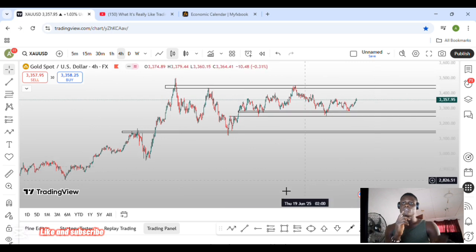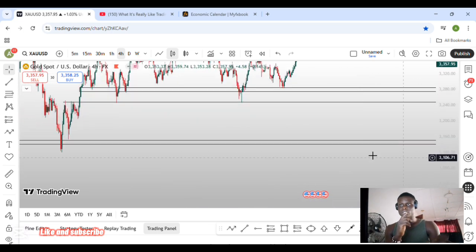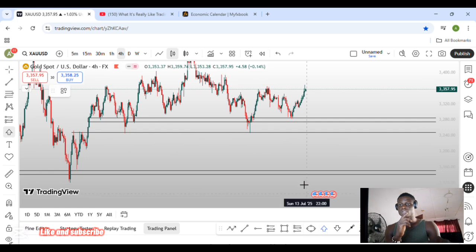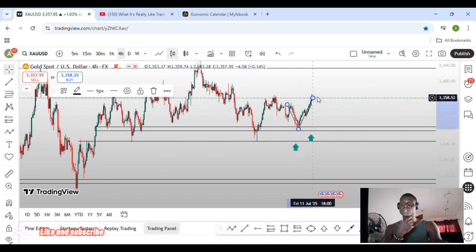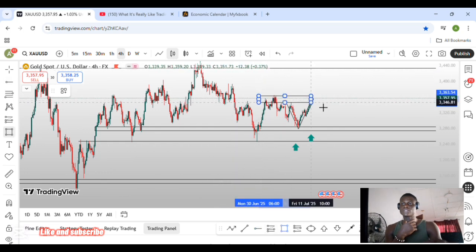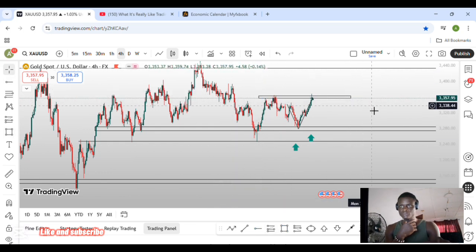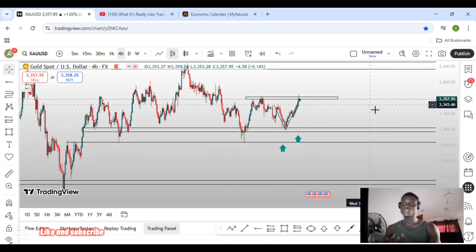Analyzing from the 4-hour time frame, you can see I have my two supports around this zone, which is my support 1 and then my support 2. The market tapped into this support as of last week, and eventually it went to the upside. Now the market is currently at a resistance level on the 4-hour time frame, which is this resistance level here. Now there are two things that might happen on XAUUSD.